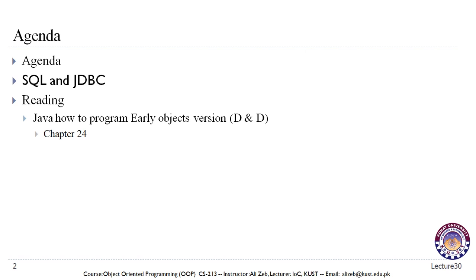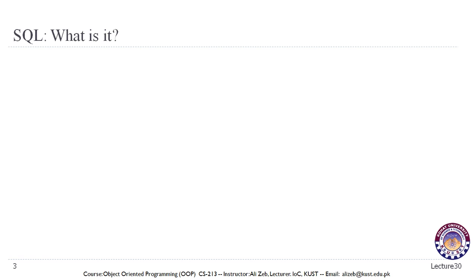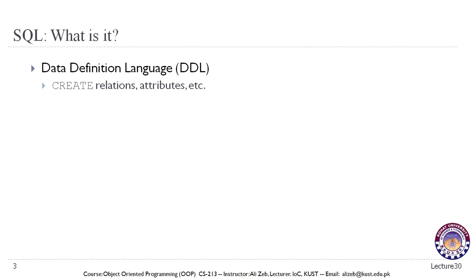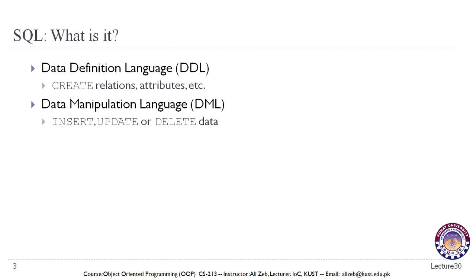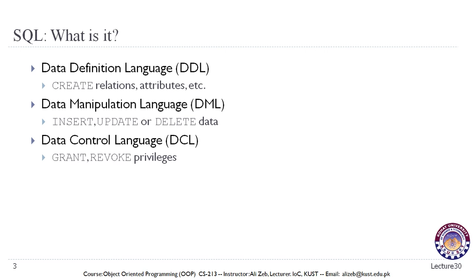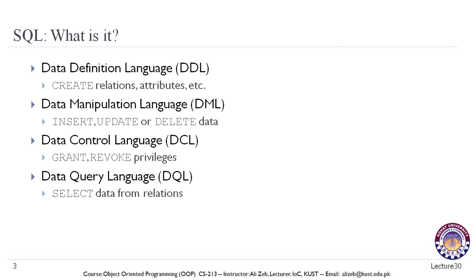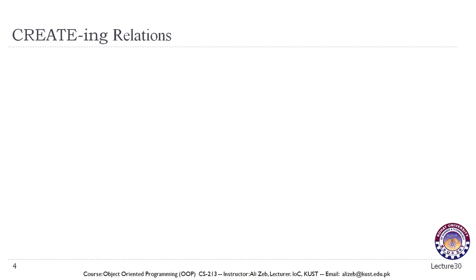So as we understand, SQL is made of different languages, or different statements, that allow us to create relations or attributes, allow us to manipulate data in our tables or relations, allow us to control the privileges that we can have with regards to the data in our tables or databases, and allow us to query our database or select data from our databases.